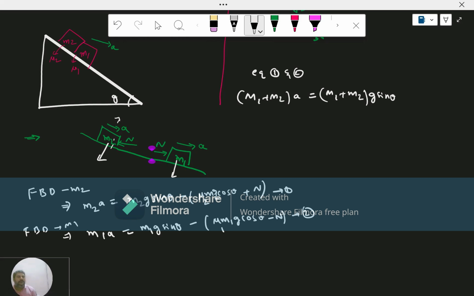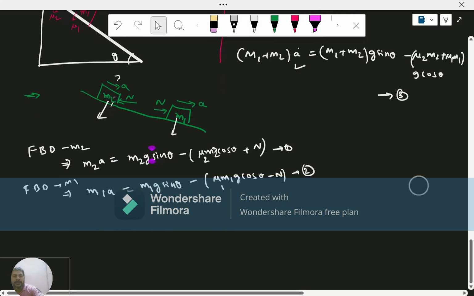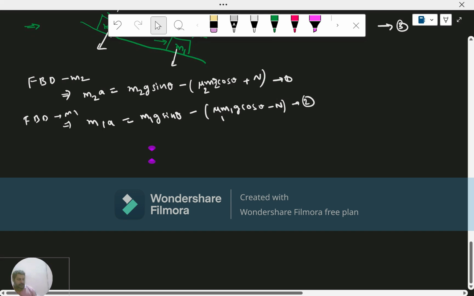So we have taken the common acceleration. The formula will come as minus (mu2 M2 plus mu1 M1) into G cos theta. N gets cancelled. This is equation 3, the common acceleration with which they are moving. Substitute this A value into either equation 1 or 2. Let's check.